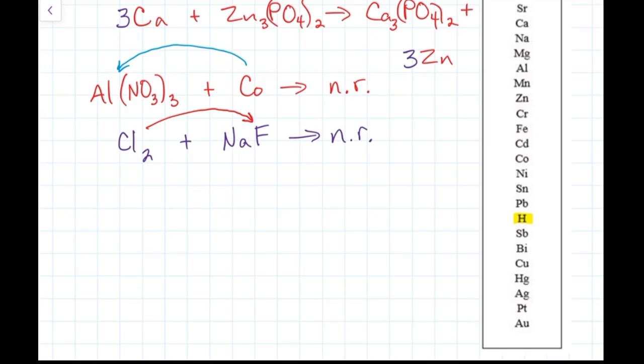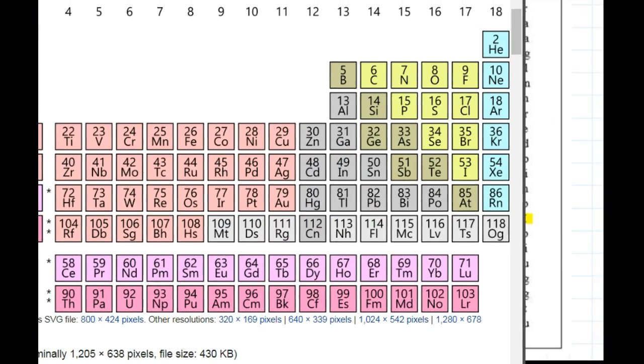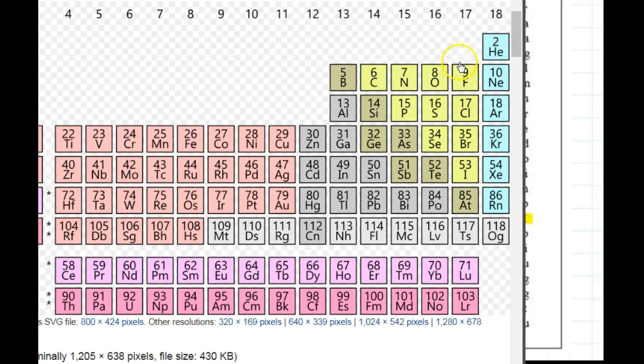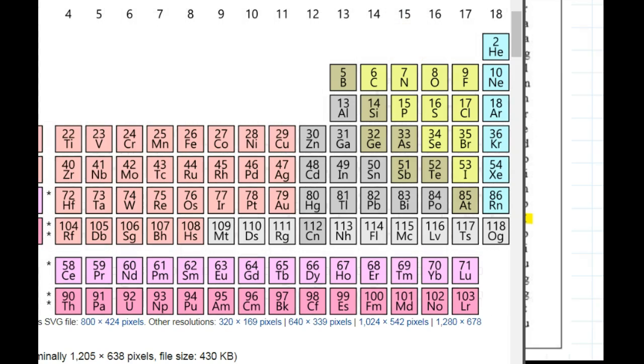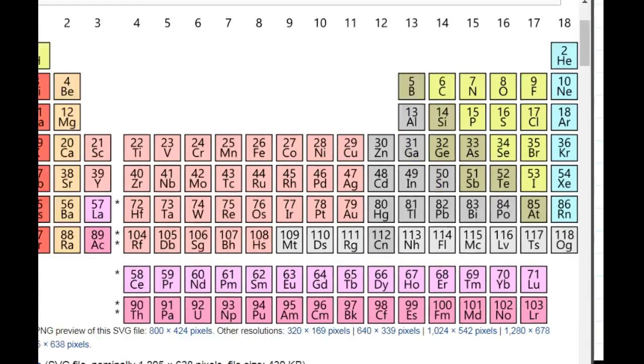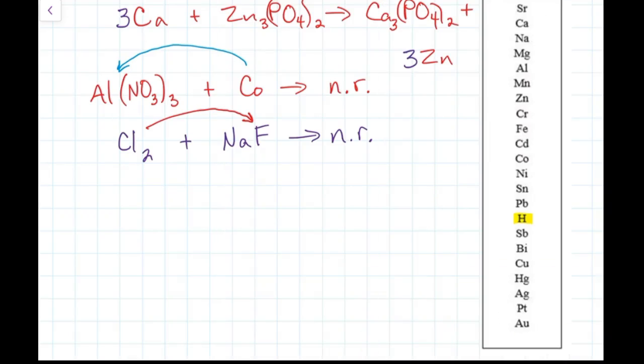Now, when it comes to the nonmetals doing single replacement reactions, you're only going to ever have to worry about halogens. And that's why the periodic table is so useful, because all you have to do is look at this group, group 17. So it's always going to be like bromine replacing iodine, or fluorine replacing bromine, or something like that. You're never going to have to worry about oxygen or nitrogen or sulfur or any of the other nonmetals. Okay? So let's do another example here and see if you can figure this one out on your own.